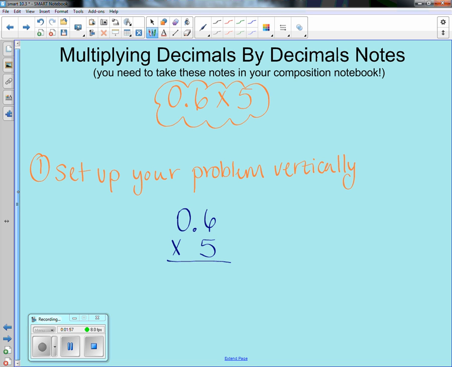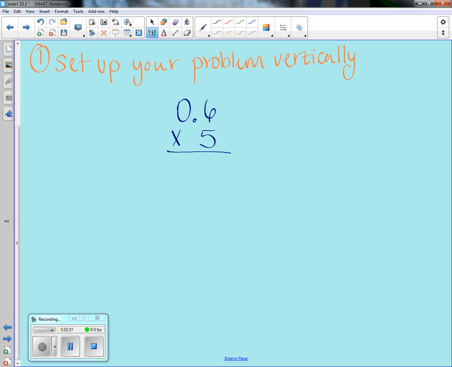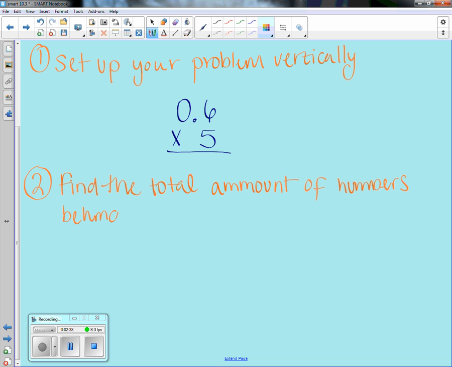Our second step will be to find the total amount of numbers behind the decimal point for our problem.